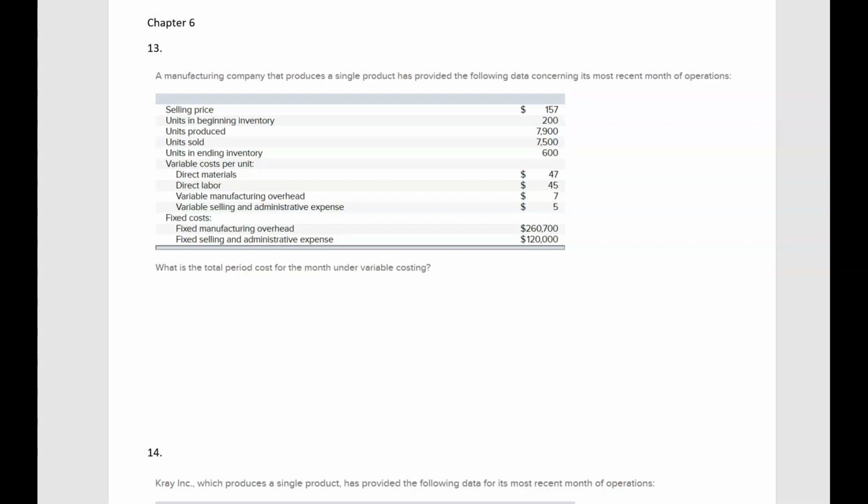Okay, on to chapter 6. Number 13 is on chapter 6, and we're looking for the total period cost. We're going to take the variable selling and administrative expenses, which is $5 per unit times 700 units, 37,500.